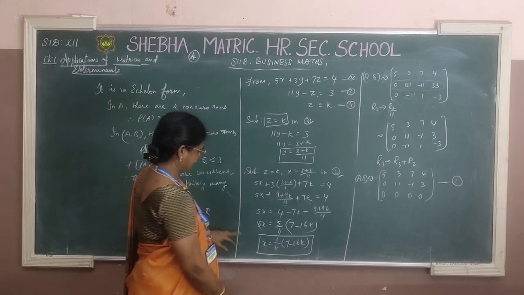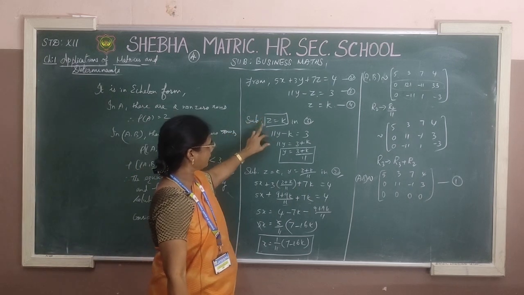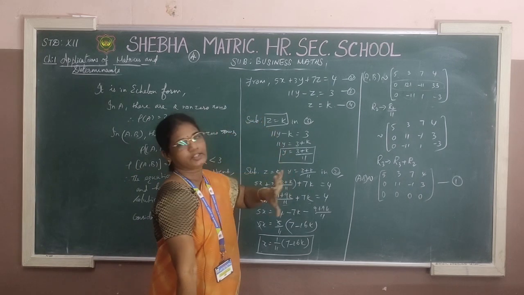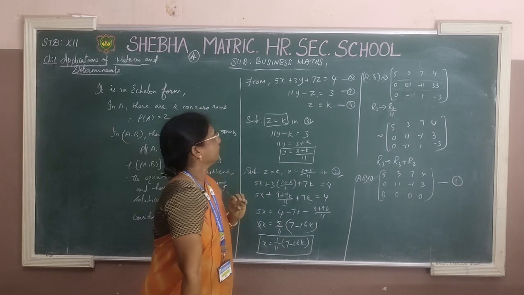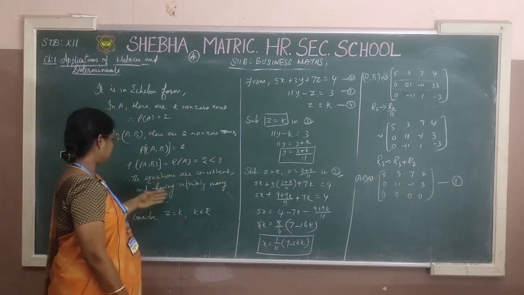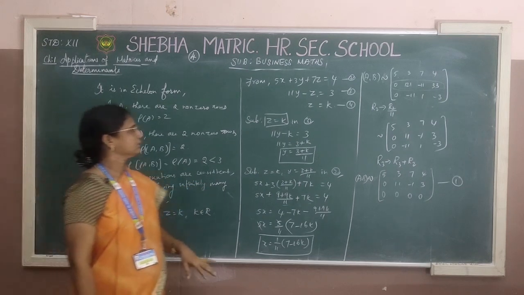So our solution is these three values. If you put k equal to some other values, we get many solutions. Only then did we say this system has infinitely many solutions. Is it clear?